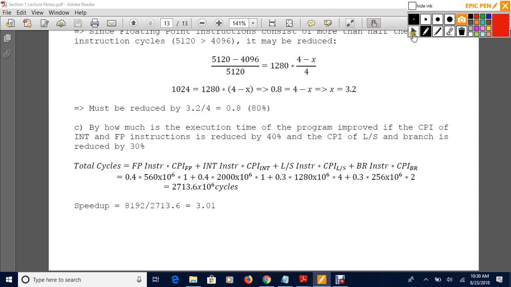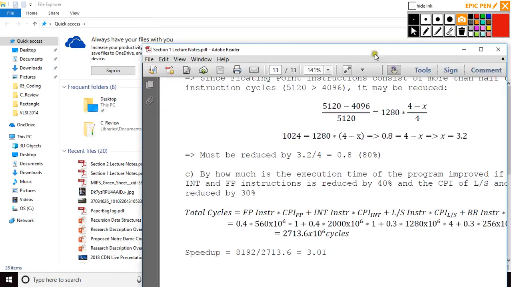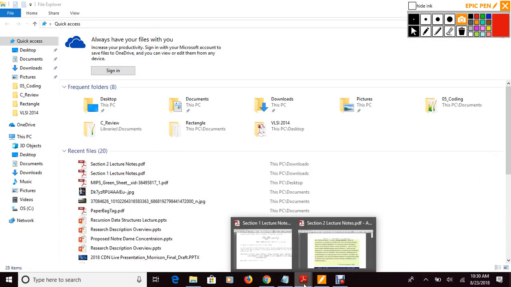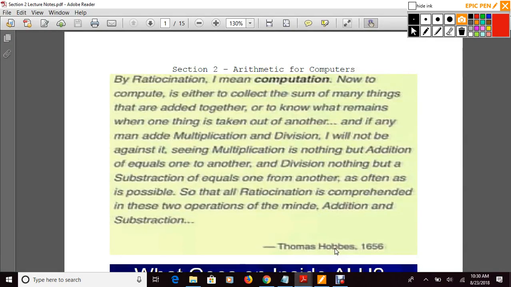All right, so on that note, going to arithmetic for computers. Right, so we've talked about performance, how we can get computers to run faster. Now we're going to start getting into how computational arithmetic actually takes place. I included this quote here from the philosopher Thomas Hobbes. He said this in 1656.